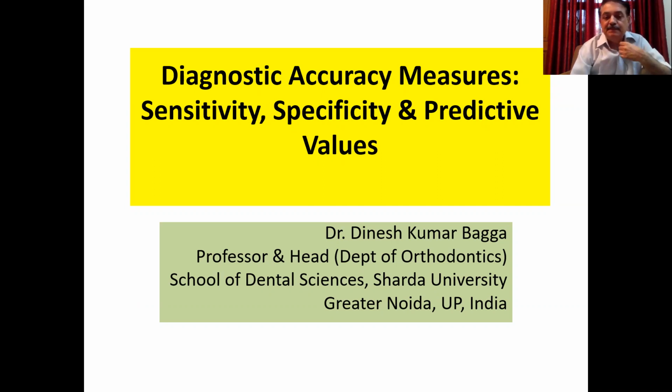Noida, Uttar Pradesh. Today I'll be discussing diagnostic accuracy measures, sensitivity, specificity, and predictive values. So we'll be discussing the measures which are required to test the diagnostic accuracy. These are the test characteristics: sensitivity, specificity, and predictive values. And predictive value can be positive predictive value and negative predictive value.